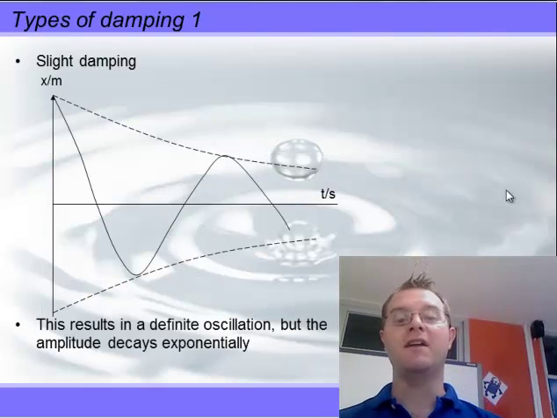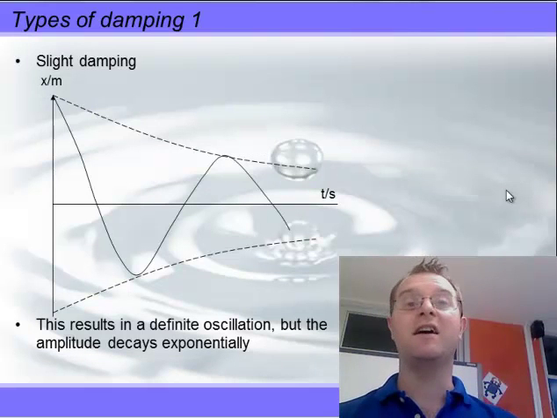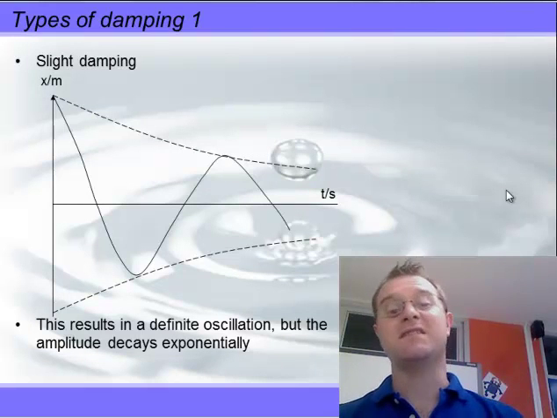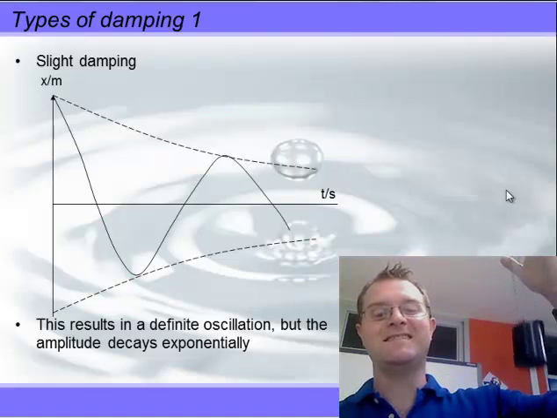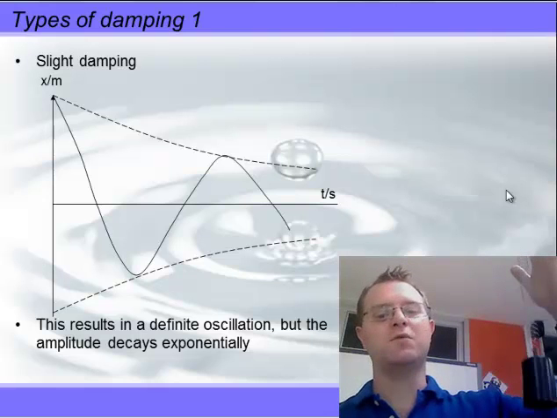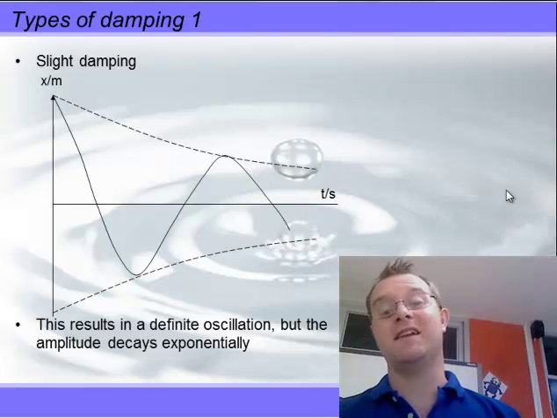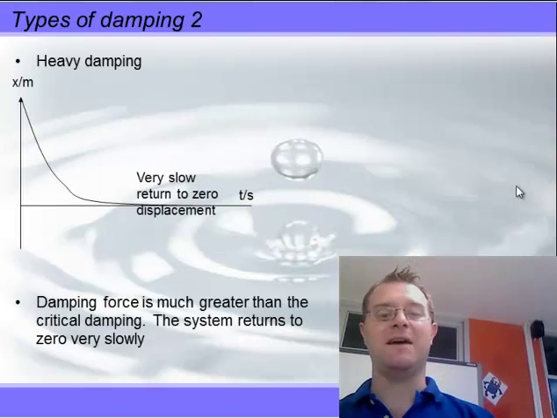Now we've got a whole range of, I guess, the amount of damping that takes place. A slight damping would mean, and that's kind of what we see here, I suppose, with the spring bouncing up and down, is that it's slowly the amplitude decays away, becoming less and less and less. That's one form of damping. We can also get heavy damping.